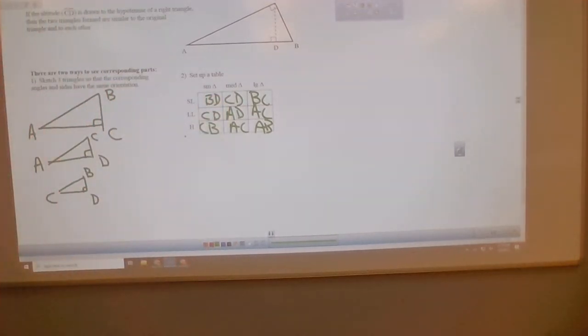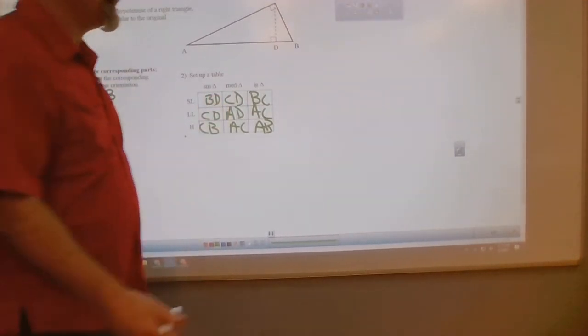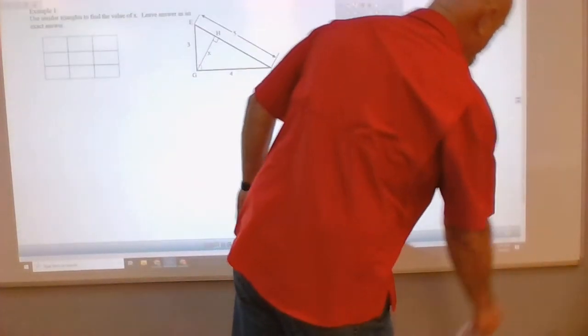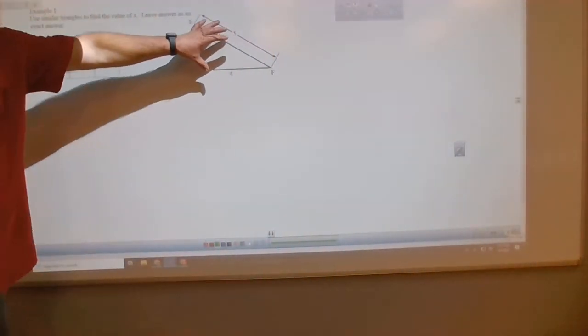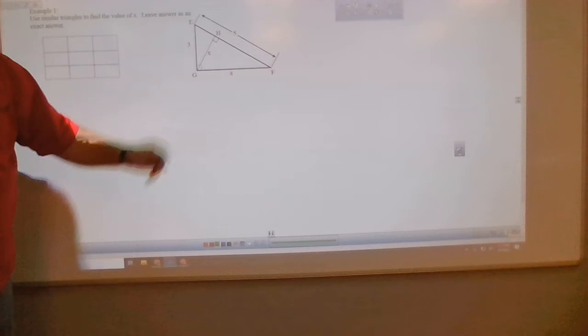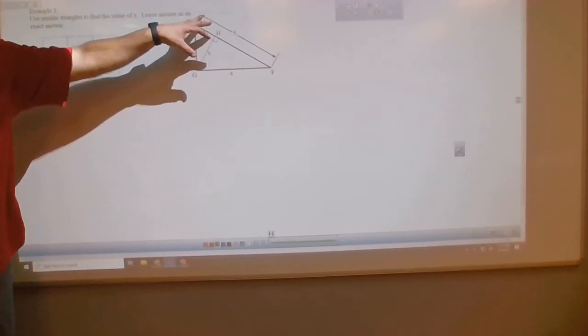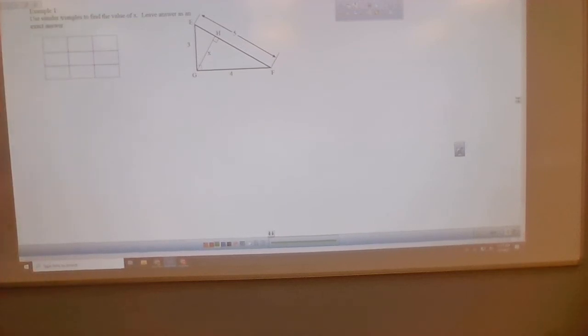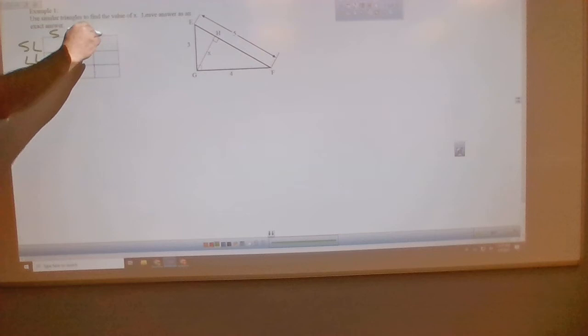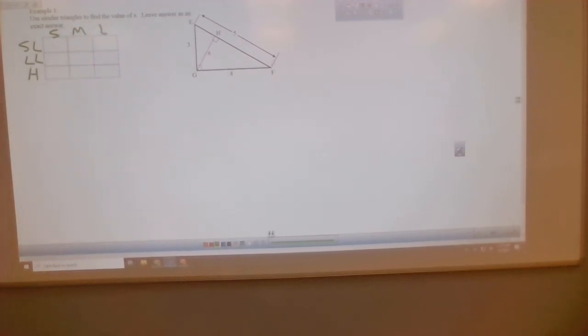Now, this is where it comes up being nice. When we do a problem, we're going to take this problem. We're looking for X. There's a proportion here, but it's hard to see it on these triangles. But watch this. When we put the numbers where they belong, we're still going to do the same thing. It's short leg, long leg, hypotenuse, small, medium, large. So do that real quick.